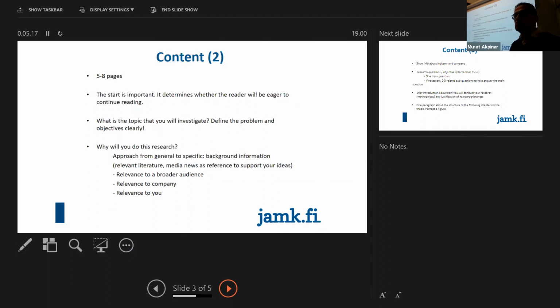So trade news, if you are going to be doing a thesis about, let's say, immigrant entrepreneurship, and if you've heard in the news that Finland has challenges in promoting immigrant entrepreneurship, that is a very good justification why Sachin is interested in doing a thesis on immigrant entrepreneurship.